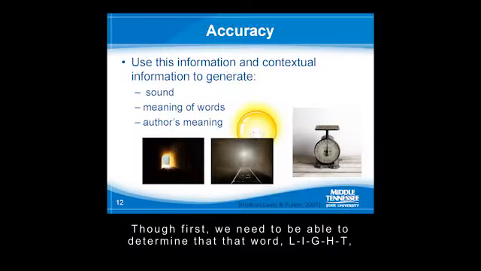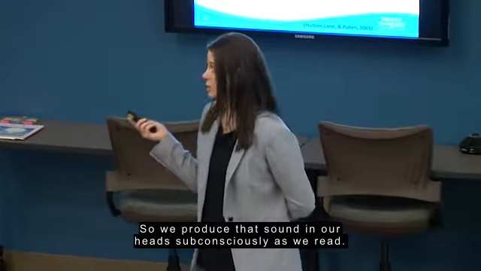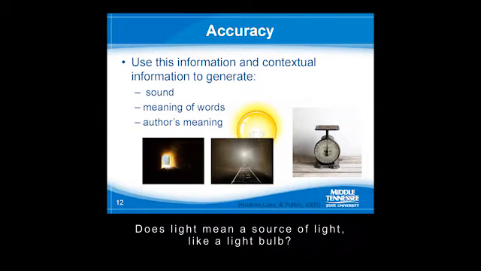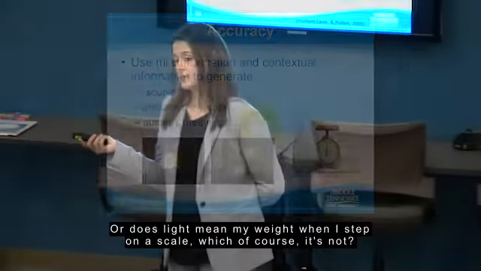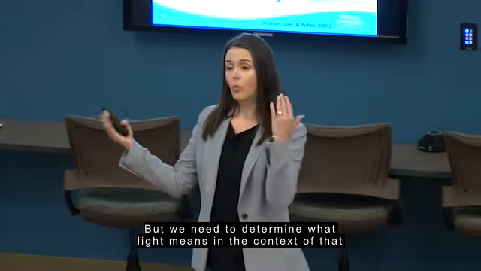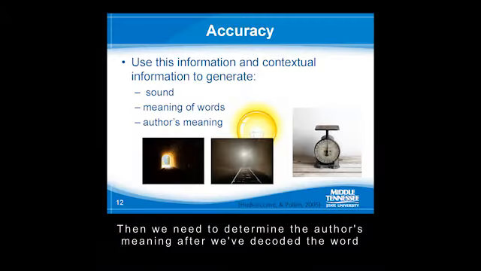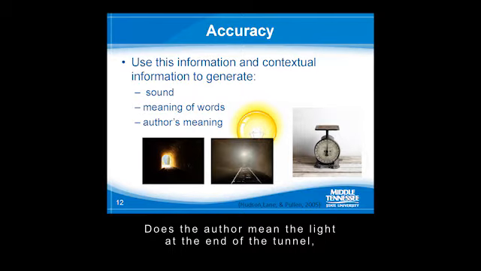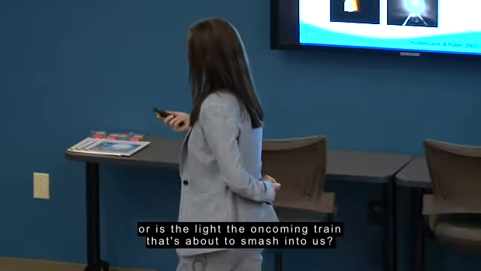So first, we need to be able to determine that that word, L-I-G-H-T, says light. So we produce that sound in our heads subconsciously as we read. Then we need to figure out the meaning of the word. Does light mean a source of light, like a light bulb, or does light mean my weight when I step on the scale, which of course it's not. But we need to determine what light means in the context of that particular sentence. Then we need to determine the author's meaning after we've decoded the word successfully and attached meaning to it. Does the author mean the light at the end of the tunnel, or is the light the oncoming train that's about to smash into us?